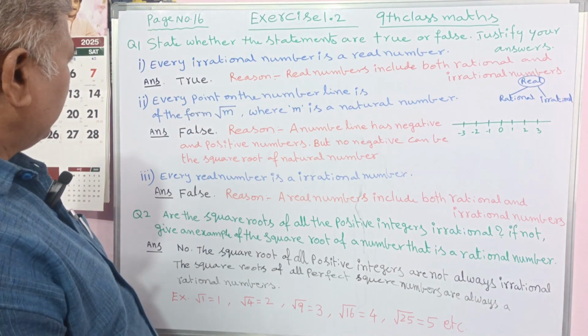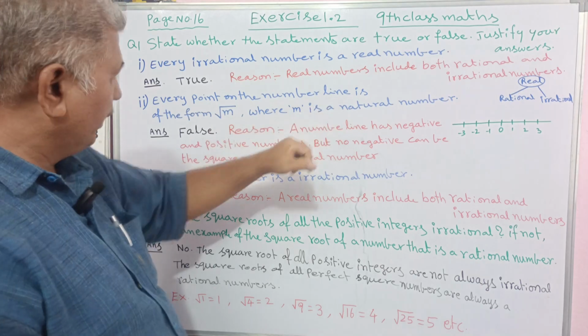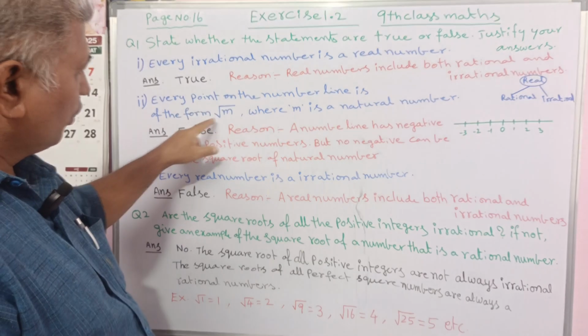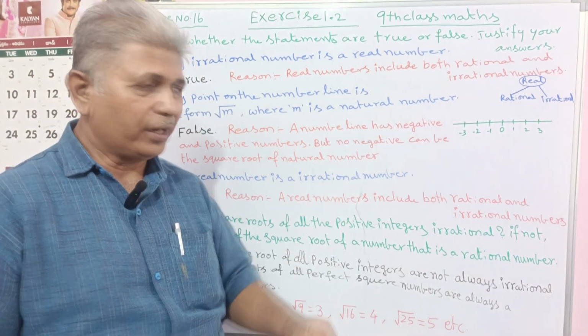Come to the second question. Every point on the number line is of the form root m, where m is a natural number.